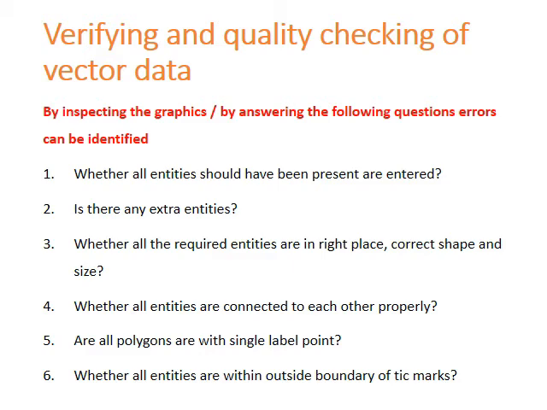And whether all entities are connected to each other properly. Is there any mismatch between the polygons? Is there any mismatch between the lines? That you need to check. And do all polygons have a single label point? If a polygon has two label points, then while doing an analysis with that polygon, there may be a conflict and your answers may not come out. So this has to be checked before you go for your analysis. Also check whether all entities are within the outside boundary of the control points or the tick marks. That also needs to be ensured.